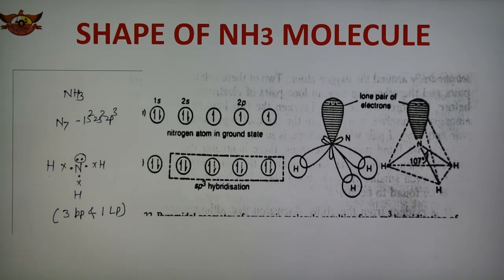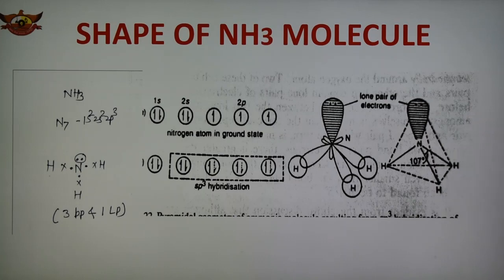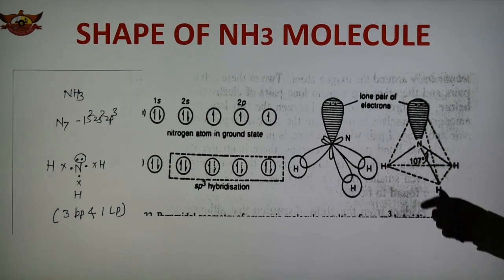So in this case, due to the presence of the lone pair, the bond angle decreases from 109.5 degrees to 107 degrees. This bond angle decreases as per rule number 2 of the VSEPR theory. The bond angle decreases because, as we know from rule number 2, lone pair-bond pair repulsion is greater as compared to bond pair-bond pair repulsion, and therefore the bond angle decreases. In case of ammonia, the bond angle is 107 degrees.